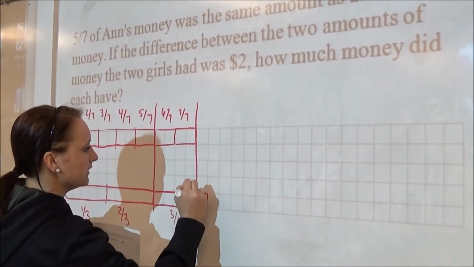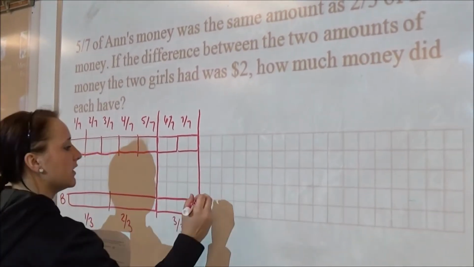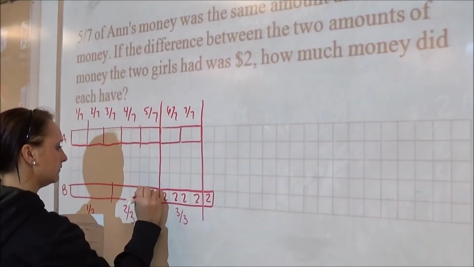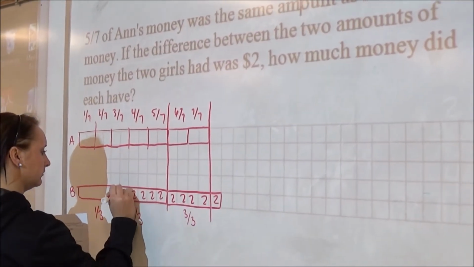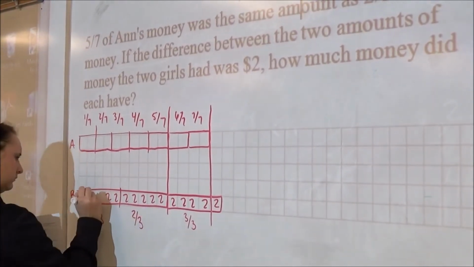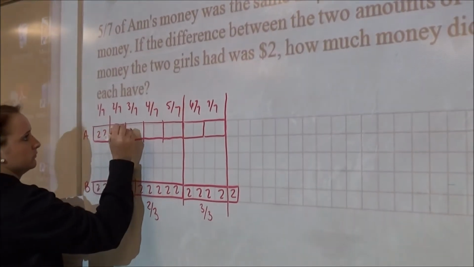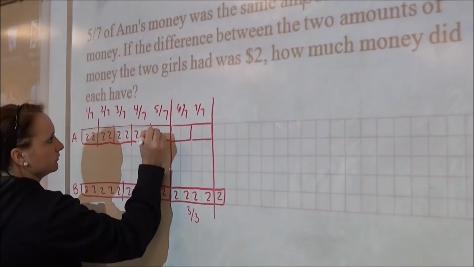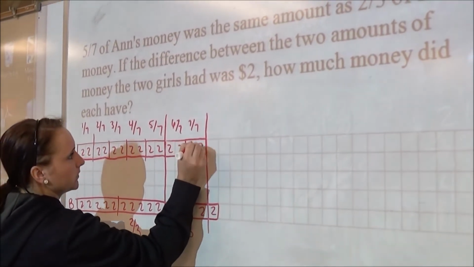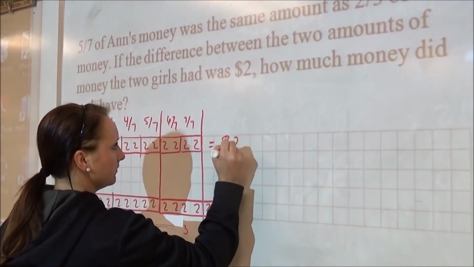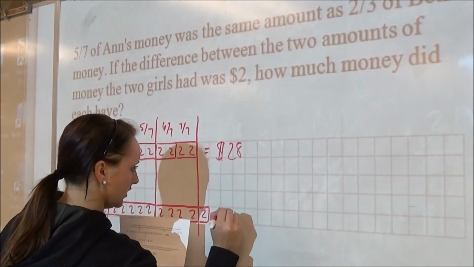And then they said the difference was $2. So then each square is 2. And then this one equals $28, and this one is $30.